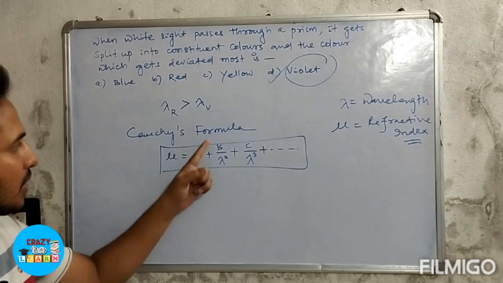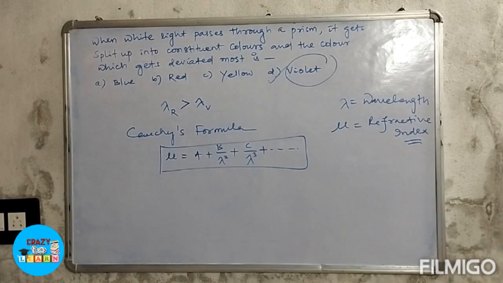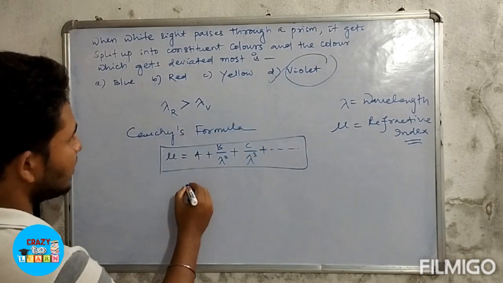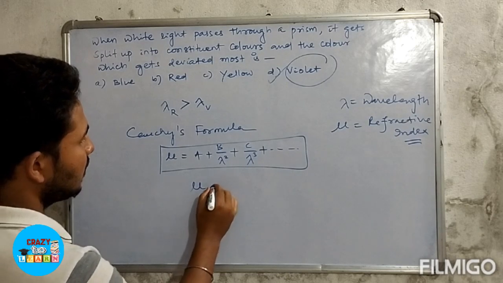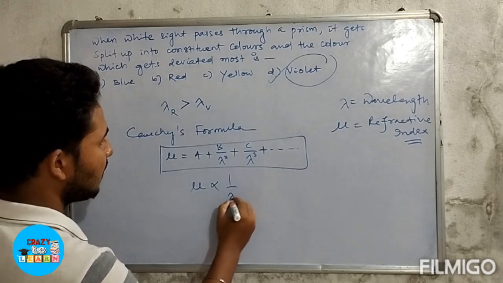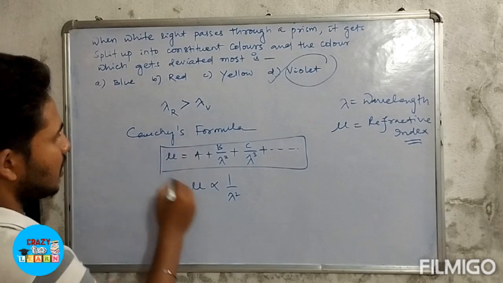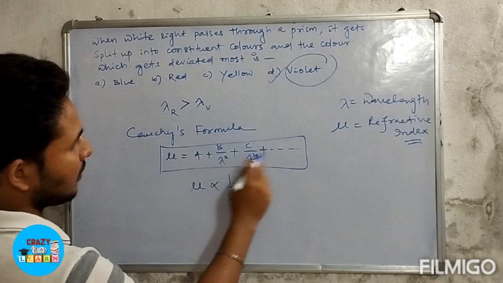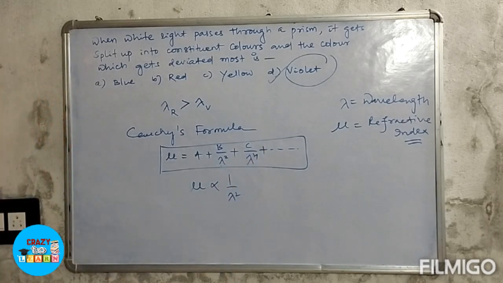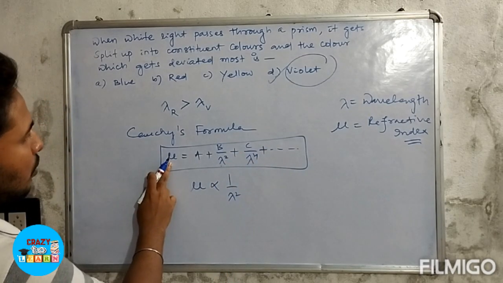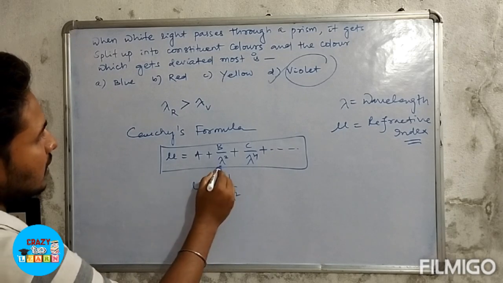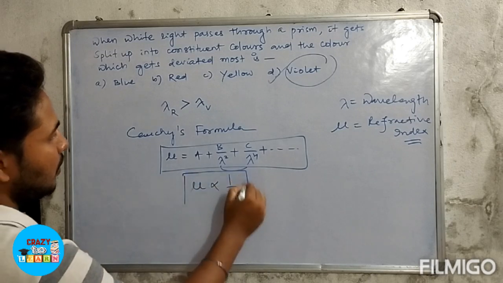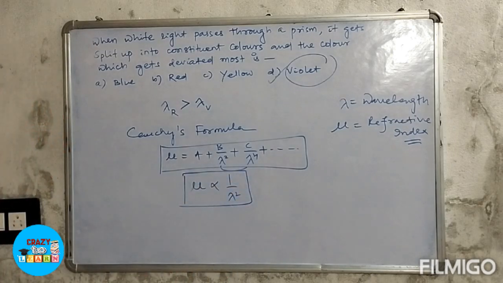So mu is equal to A plus B by lambda square plus C by lambda cube. If you observe the formula, you can derive the relation between the refractive index and wavelength. Yes or no? What you are finding, lambda square factor varies. So mu is inversely proportional to the square factor variation. So mu is inversely proportional to lambda square.